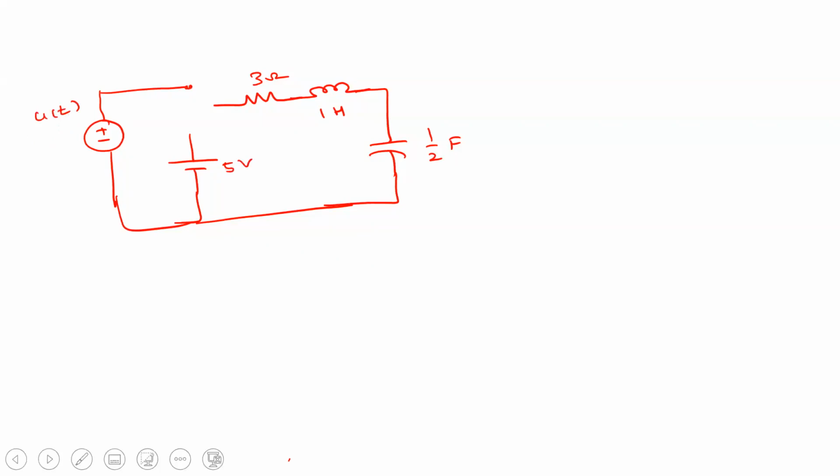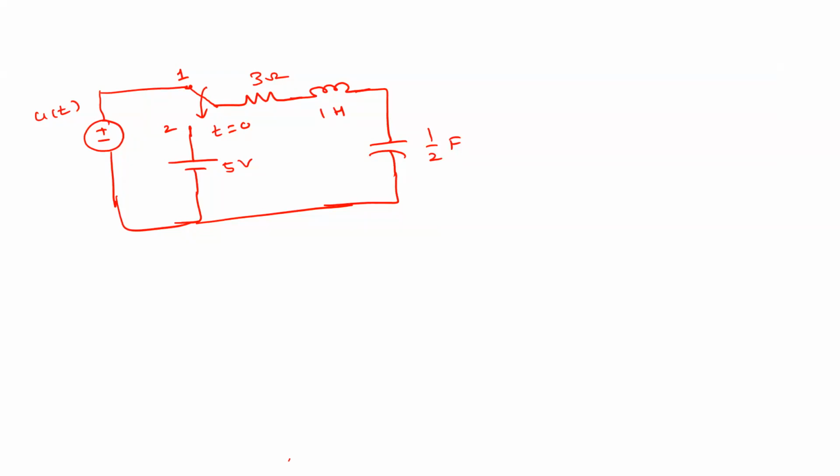This is position 1. So initially it is position 1. And it is moved to position 2 at t equal to 0 seconds. So initially it is at position 1 and it's moved to position 2 at t equal to 2.